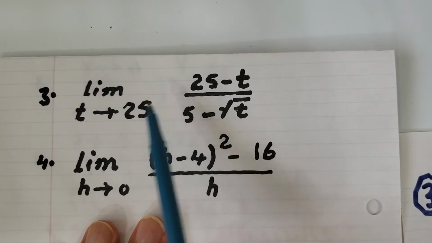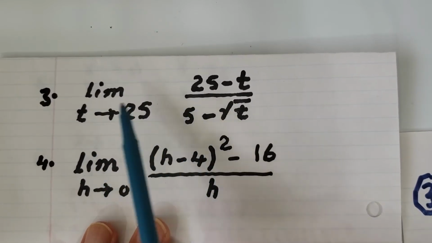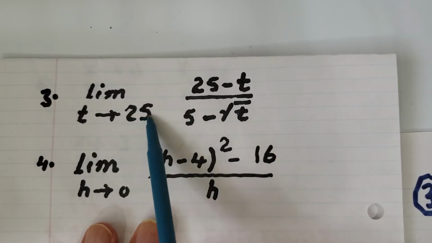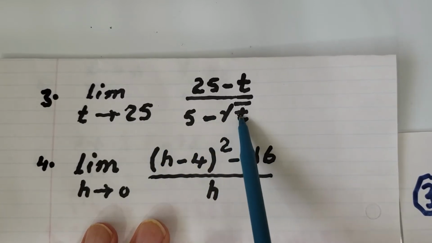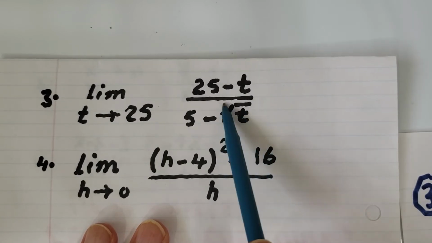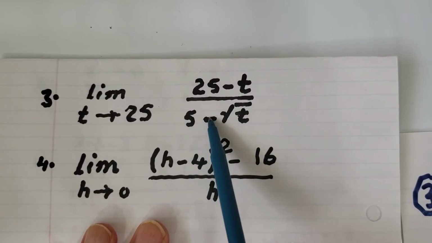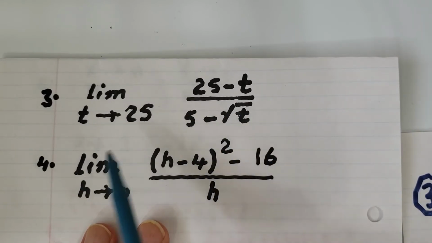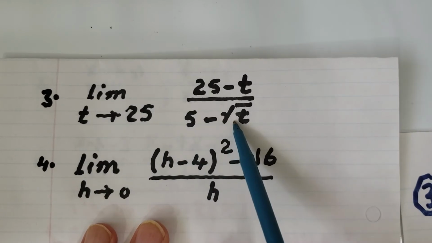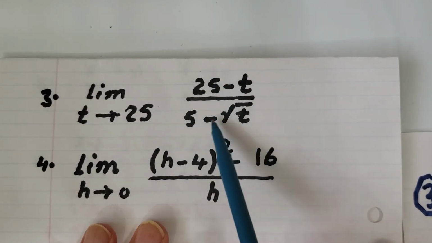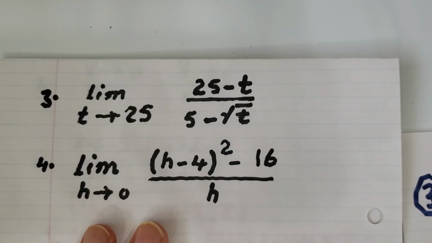When we also try to make a direct substitution in the bottom here, substituting t by 25, it will be the square root of 25, which is 5. So 5 minus 5 will be 0. That means the bottom here will be 0, so we fail to get a limit for this function while it's still in the same shape. We need to make a change in it.